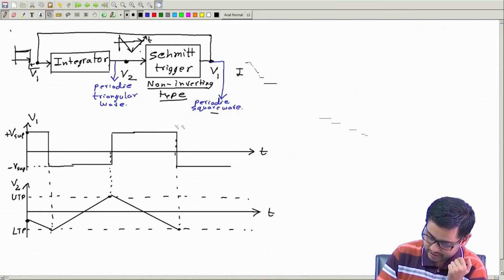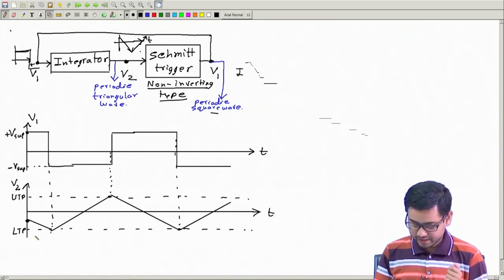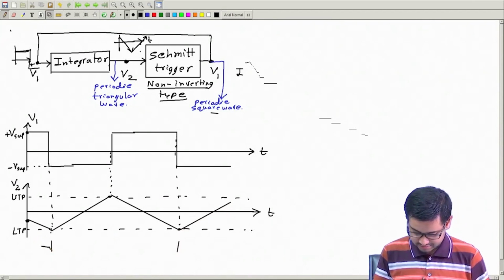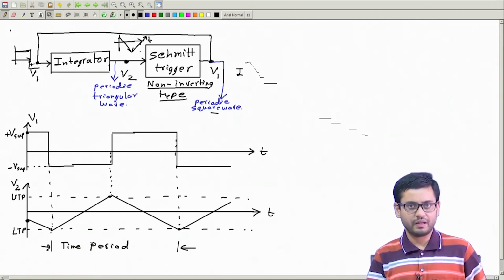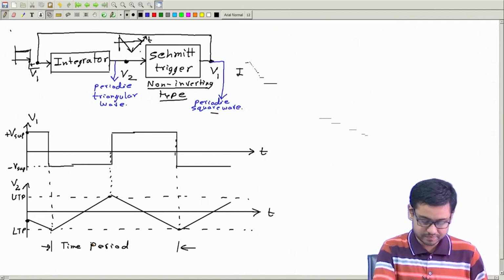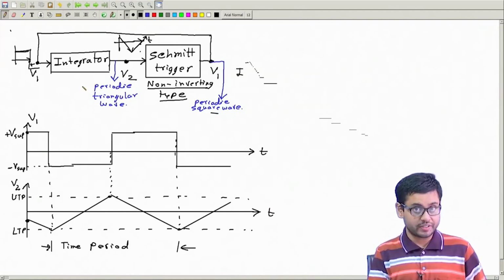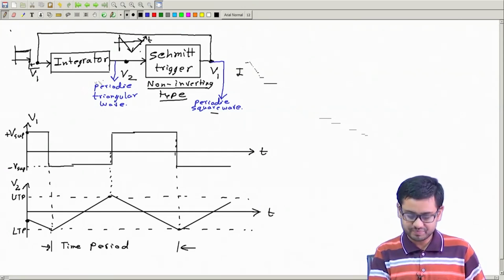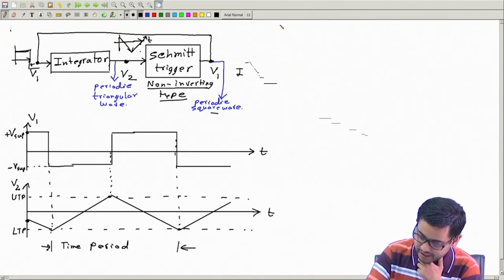Here we have this square wave, and here we have this triangular wave. And this is the time period. Now I hope you have followed how it works. So what's next? Let us now draw the detailed circuit diagram using op amps instead of drawing this block diagram.